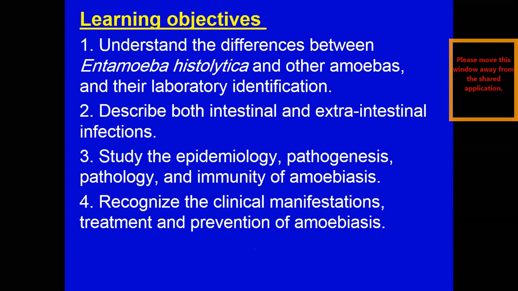Entamoeba histolytica has intestinal and extra-intestinal infection, and we are going to study this. For example, in the liver, we can also have hepatic abscess. We study the epidemiology, pathogenesis, pathology, immunity against amoebiasis. Also, we have to recognize the clinical manifestation and the treatment and the prevention, not in detail.